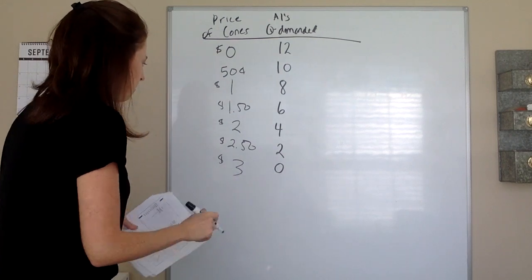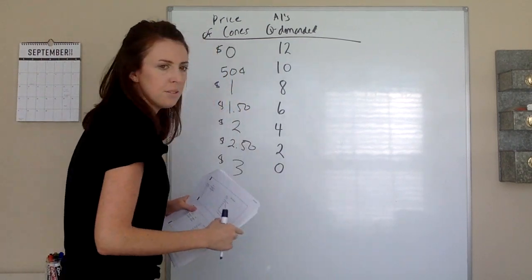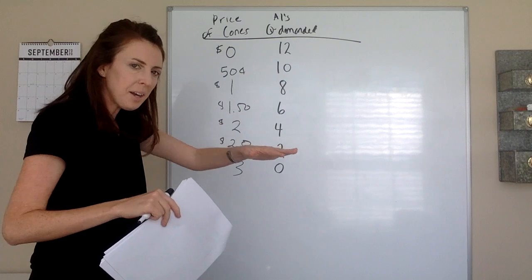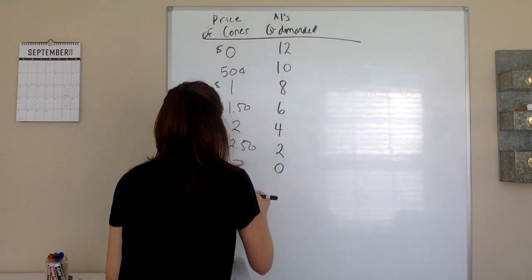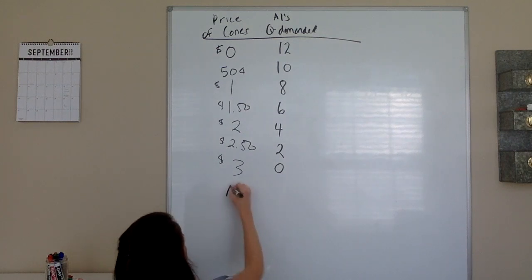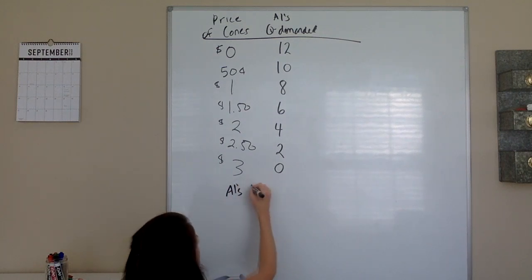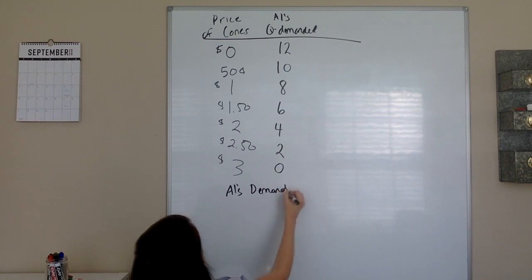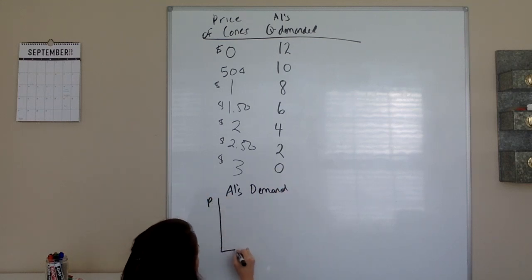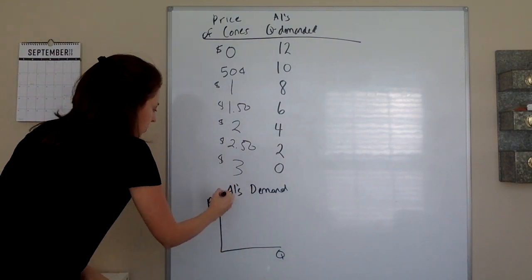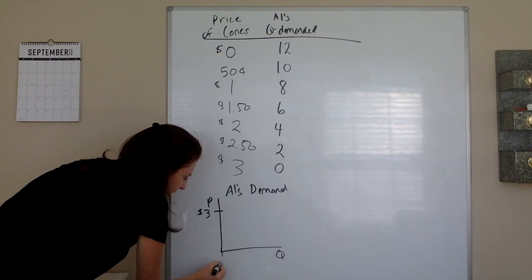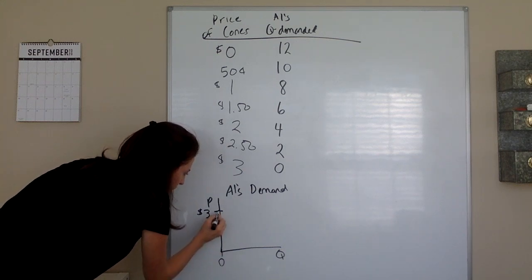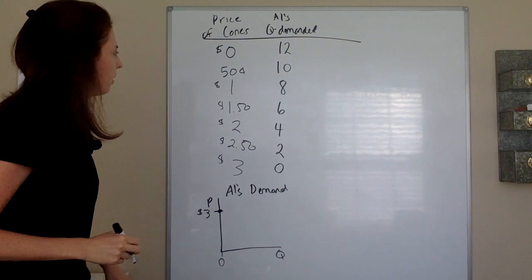Okay, I'm going to draw down here. So in your own notes, I would move down a line and start drawing pictures. We're going to keep on tacking on rows on the table. Okay, Al's demand curve. Again, it's going to have price against quantity. And what we saw was that when the price was $3, he did not want any. So there's going to be a coordinate right there.